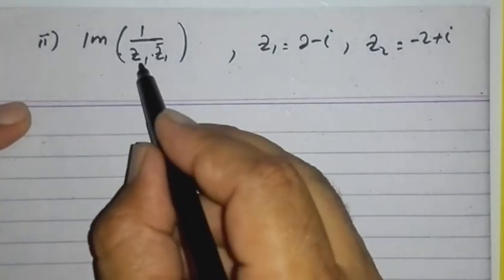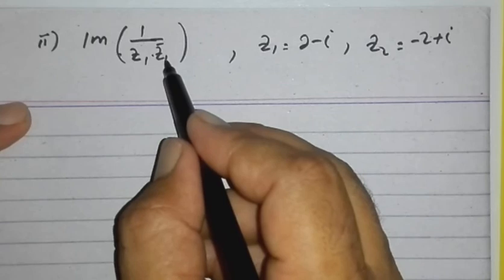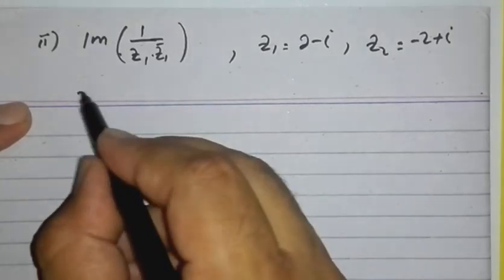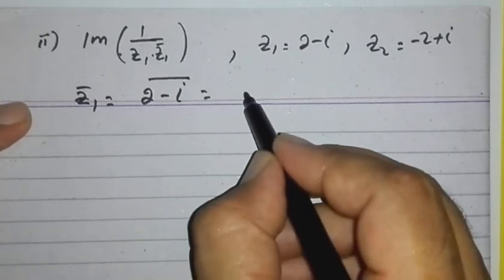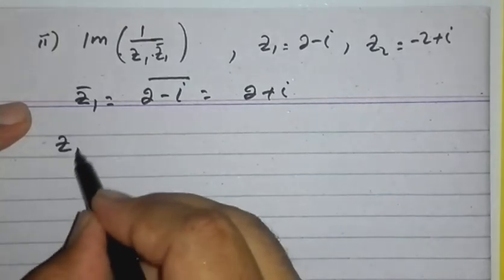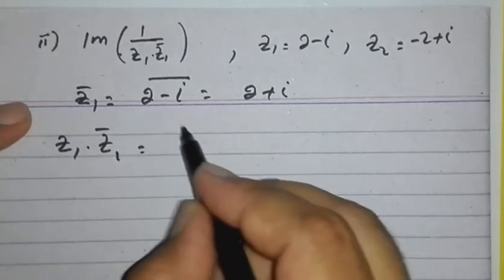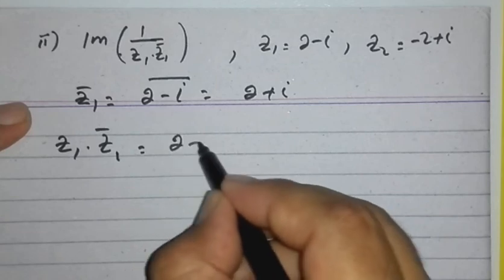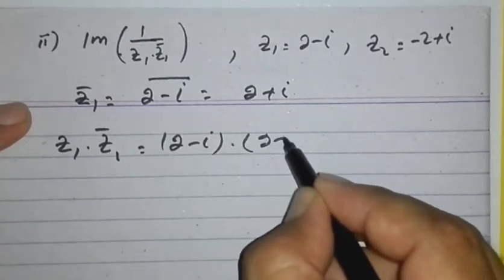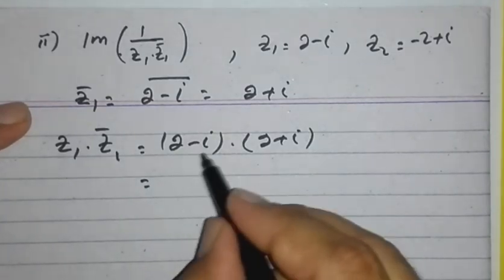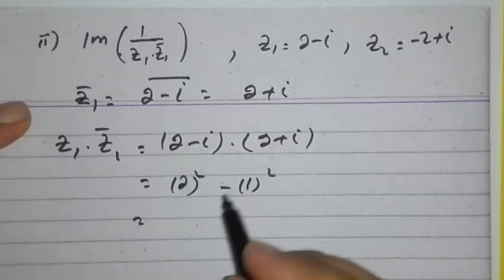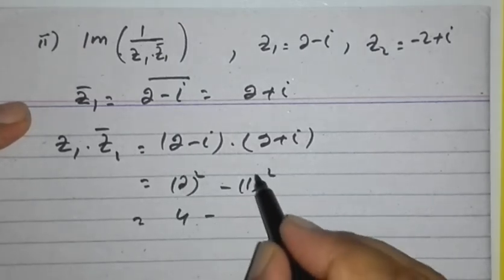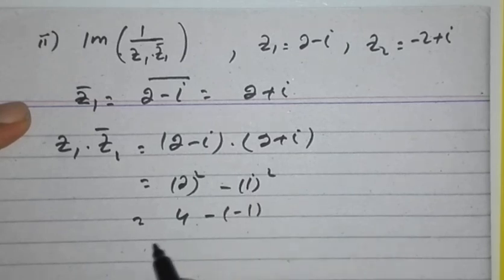So first of all we will find the product of z1 and z1 conjugate. So z1 conjugate will be 2 minus iota conjugate, which is equal to 2 plus iota. Now find z1 into z1 conjugate, which is 2 minus iota into 2 plus iota. We get 2 square minus iota square, which is equal to 4 minus iota square value is minus 1. So 4 plus 1, 5.